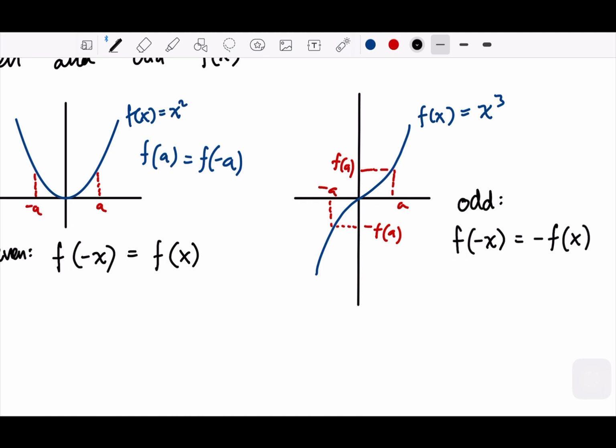Okay. So basically, for even functions, checked with a negative x, it should be back to the original. For odd functions, checking gives the opposite sign of the original. Okay. I will just go reviewing some basics for today.